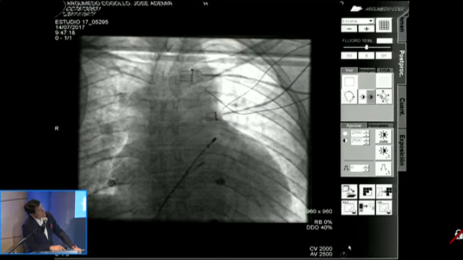So please, when coming back to the cusp, remember to show us and to describe some clues to be oriented about the cusp, the position of the cusp based on LAO, RAO, etc.